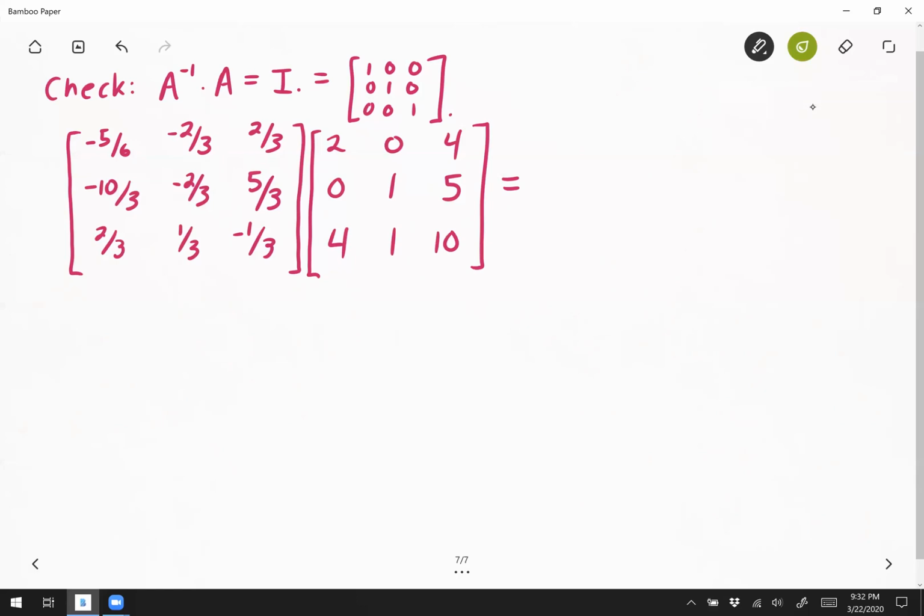Again, I'm a big fan of drawing these lines to partition the matrices into easily identifiable row vectors and column vectors. And to calculate the matrix product, we're doing dot products of row vectors with column vectors. All right, let's see. Top left, so I've got top row dot with left column. I'm going to get negative 10 over 6 plus 0 plus 8/3.